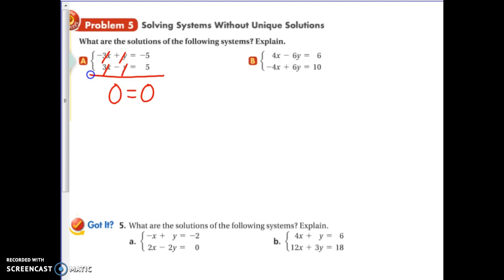If everything crosses out, what that means is I have a whole lot of solutions. In fact, there are an infinite number of solutions. That's the infinity sign, by the way. An infinite number of solutions. There are all kinds of things I could put in for x and y to make this true. Not just one thing like has been so far. Now you might be asking, how is that possible?